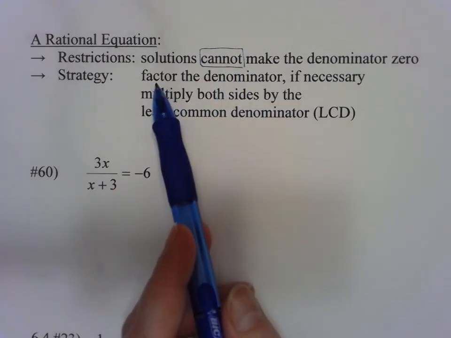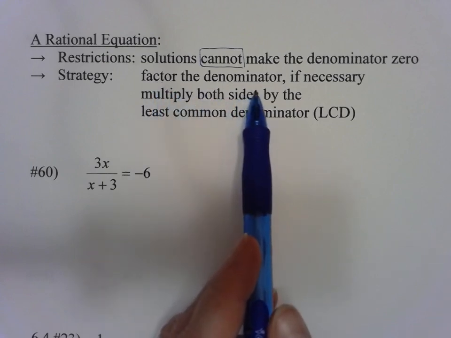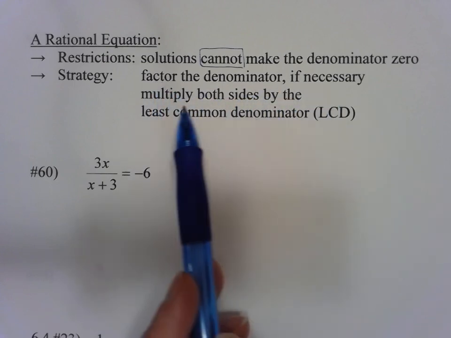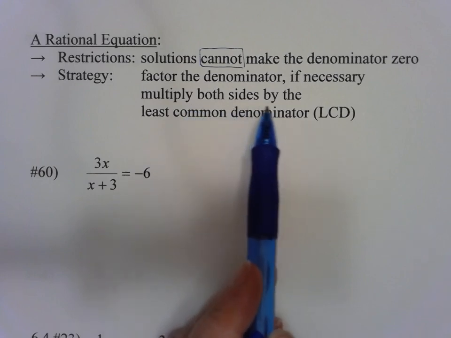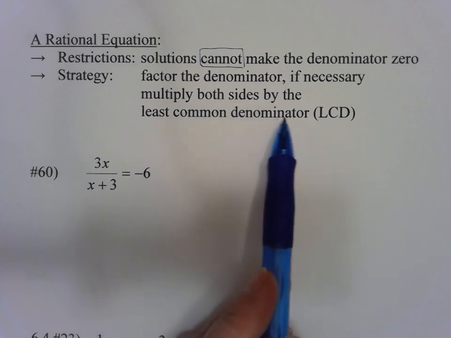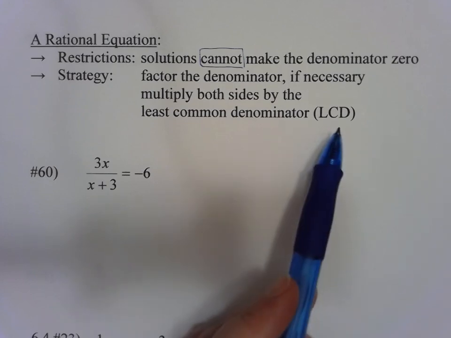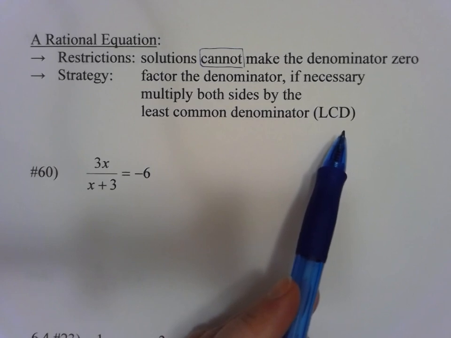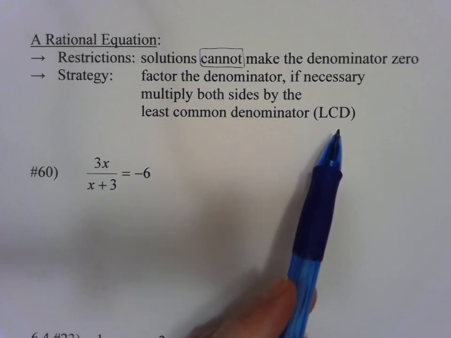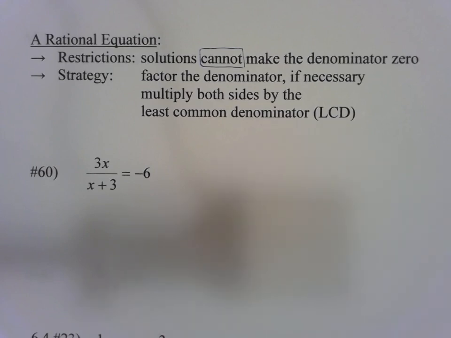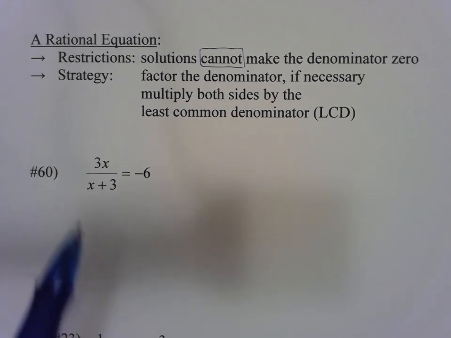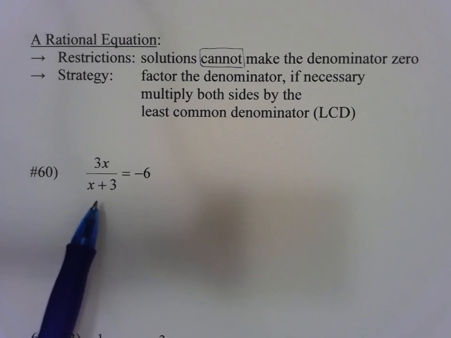Okay, and then here's the strategy we're going to use. We're going to factor the denominator if we can. And then we're going to multiply both sides of the equation by the least common denominator. We've done this before when we didn't have variables, but now we have variables, but it's the same strategy. We're going to multiply it so that we can get rid of the fractions and then solve it as we normally would in previous chapters. Okay, so let's try a couple of these.